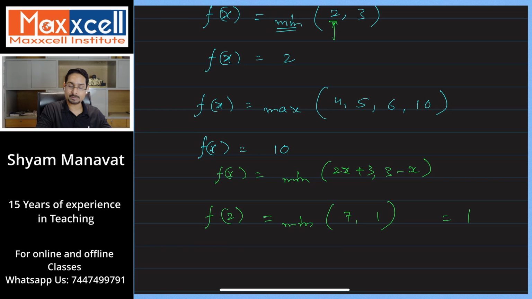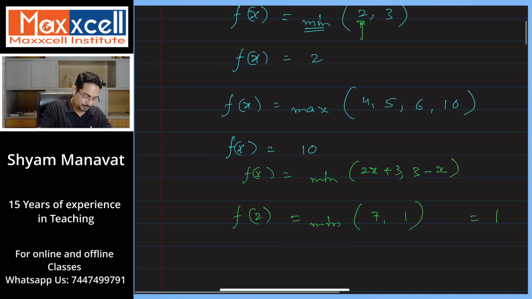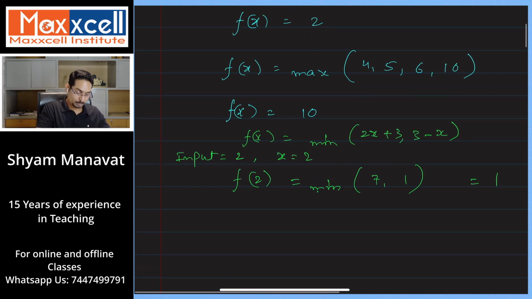Which one is the minimum value amongst them? 1. So what was the input? Input was 2, or you can say x is equal to 2. It's one of the same thing. Accordingly, you got two values inside this bracket. And because it is a minimum function, we will select the minimum among these two values. Clear? Let's try one more number.